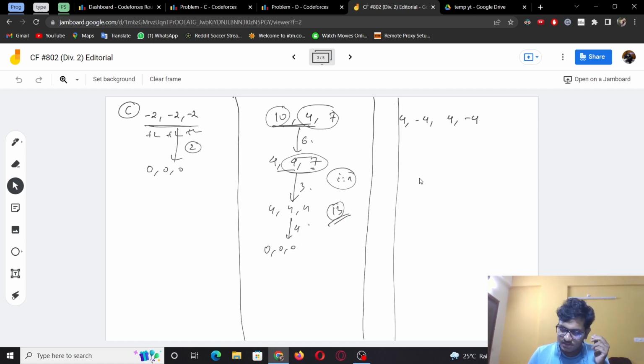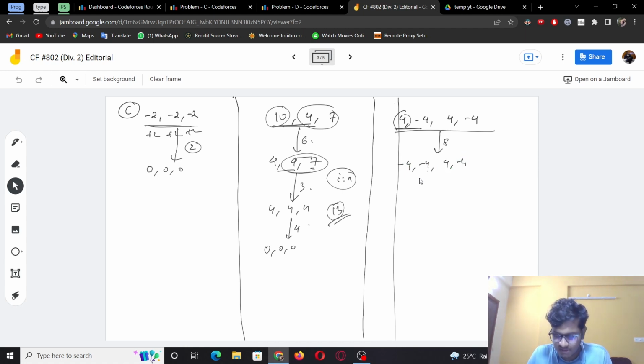Now let us take the second last test case of 4 minus 4 4 minus 4. If we see the first two places, they again have a gap of 8 in them, and we need to minimize that. So we would have to subtract from the lower value, as we have done previously, and we'll have to do it 8 times because that's the gap between them, and we'll end up with minus 4, minus 4, 4, and minus 4.